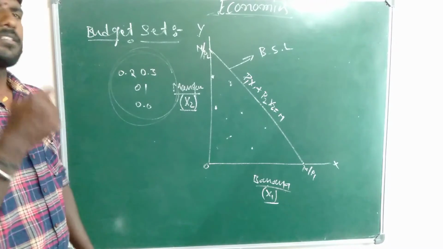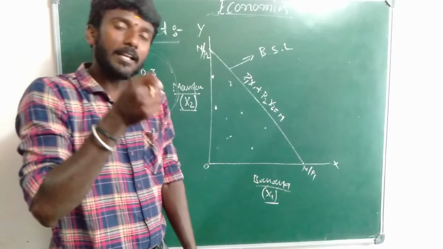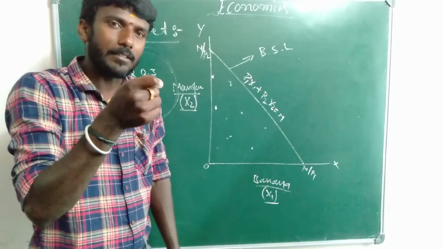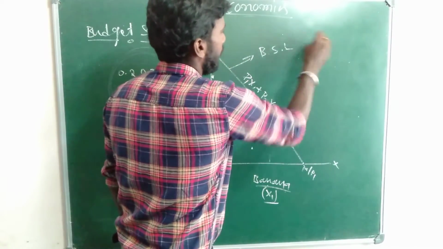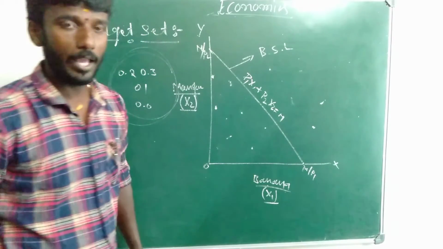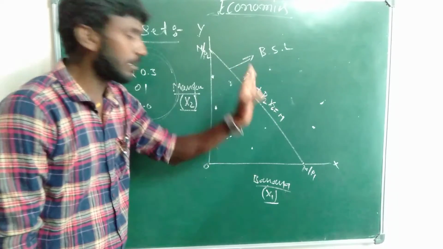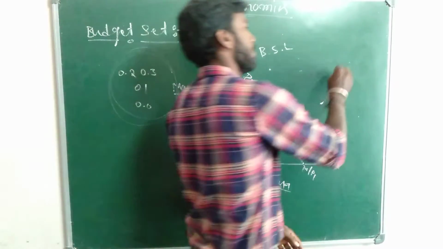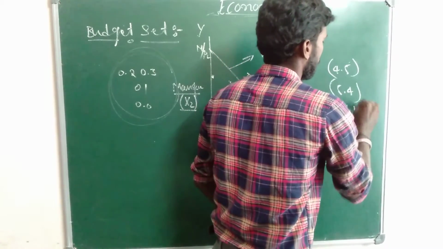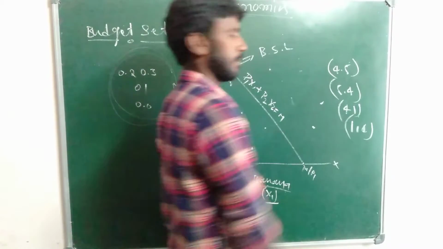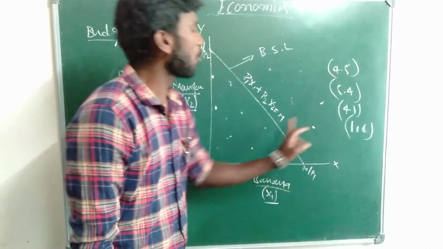Now suppose any point or any bundle is located above the line. Suppose it is somewhere above this line, that bundle's cost is more than the consumer income. For example, 4 5, 5 4, 4 1, 1 4, like that. It means these are all bundles whose cost is more than the consumer income.